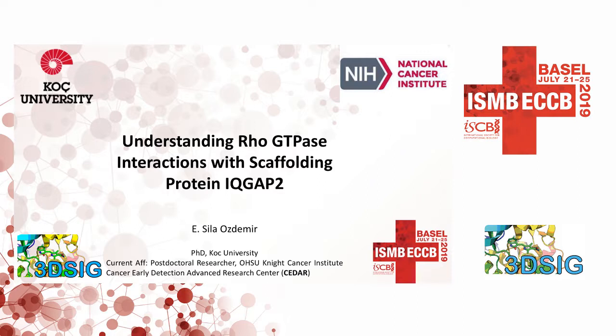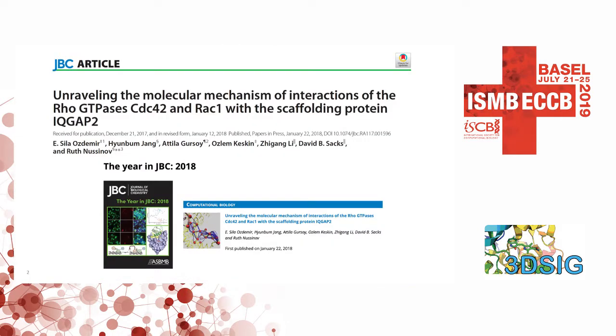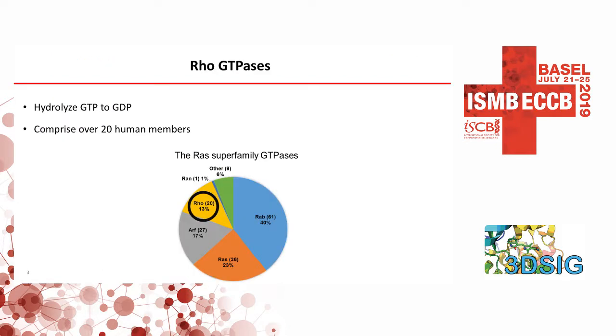The talk will be about the interaction mechanism between Rho GTPases and a scaffolding protein called IQGAP. This work was published last year in the Journal of Biological Chemistry, and it has also been selected to the 2018 collection of JBC as the representative of the computational biology field. So first, I'm going to talk about the main concepts from the project.